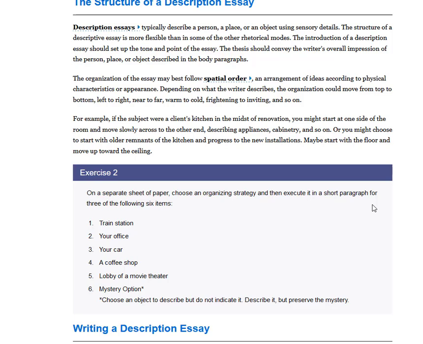The organization of a descriptive essay may best follow a spatial order, an arrangement of ideas according to physical characteristics or appearance. Depending on what the writer describes, the organization could move from top to bottom, left to right, near to far, warm to cold, frightening to inviting, and so on.